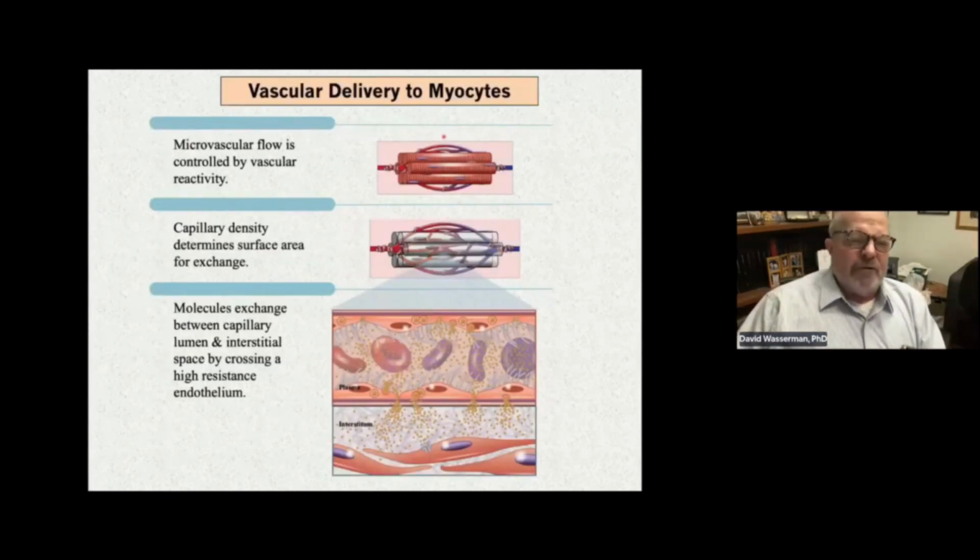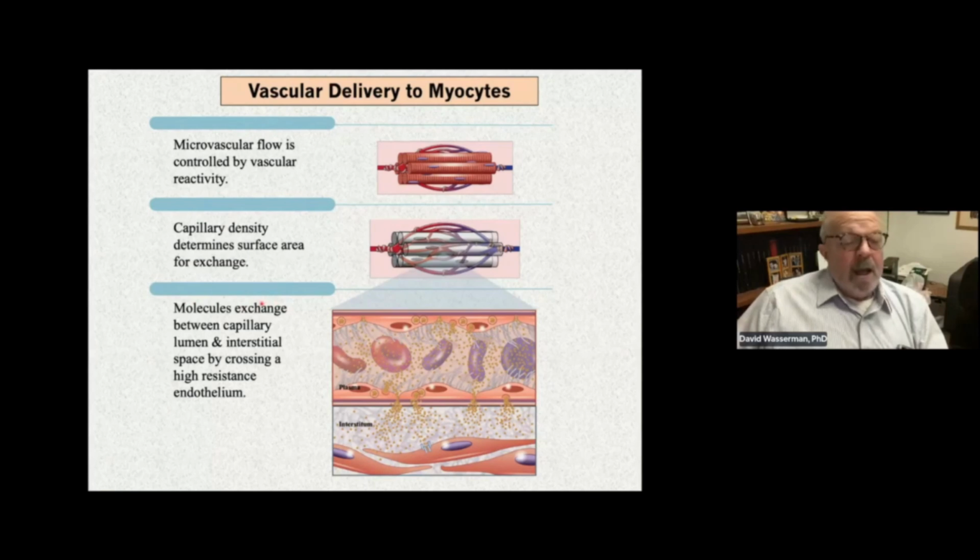So just by way of introduction, the vascular delivery to myocytes can be split into 3 components. Microvascular flow is controlled by vascular reactivity. So in the case of insulin, it activates an endothelial-dependent mechanism via eNOS, resulting in the production of NO and the increase in cyclic GMP in smooth muscle, which causes vasodilation. Capillary density is a key determinant because this determines the surface area of exchange. So capillary density is a critical component.